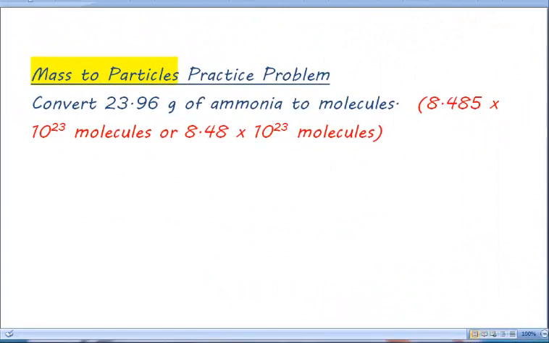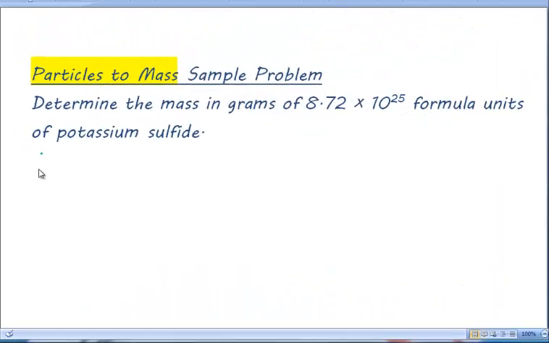Here's your mass to particles practice problem. Convert 23.96 grams of ammonia to molecules. The answer is given to you in red, 8.485 times 10 to the 23rd molecules, or if you want to stick with the 3 significant figures rule, 8.48 times 10 to the 23rd molecules. See if you can work that and get that answer.